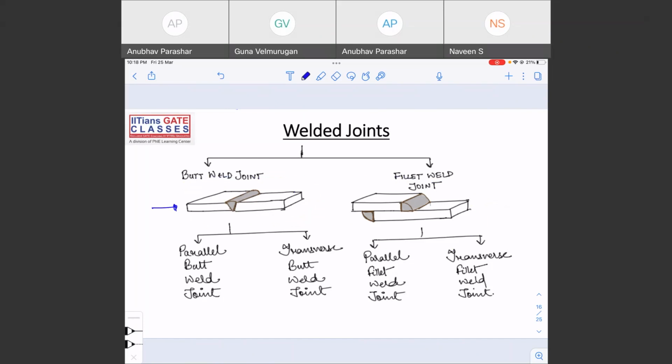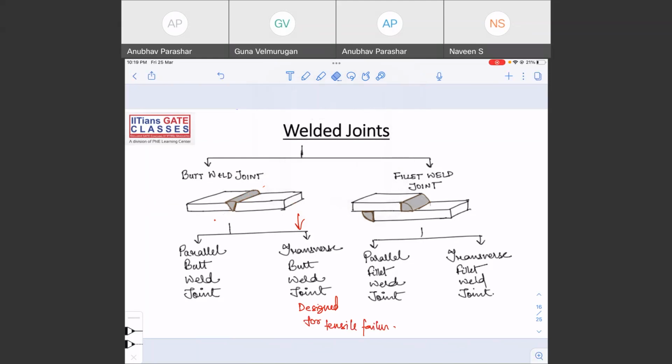Now, be it the butt joint or the fillet joint, it can be classified into parallel and transverse. How? That is based on the nature of application of force. Please understand, this is an important point. If you are applying the force perpendicular to the joint, it is called a transverse butt joint. It is designed for tension, for tensile failure.